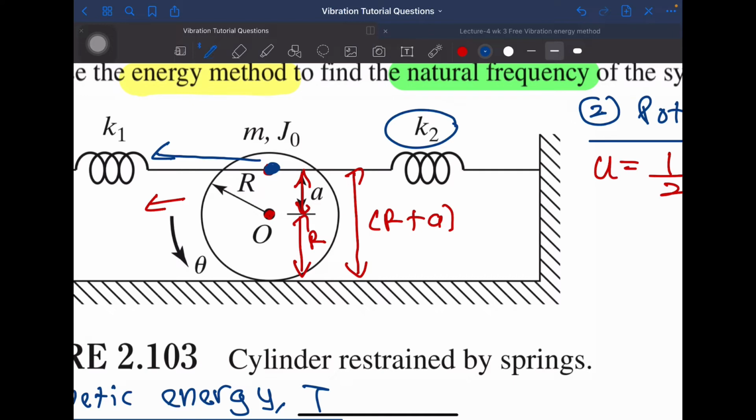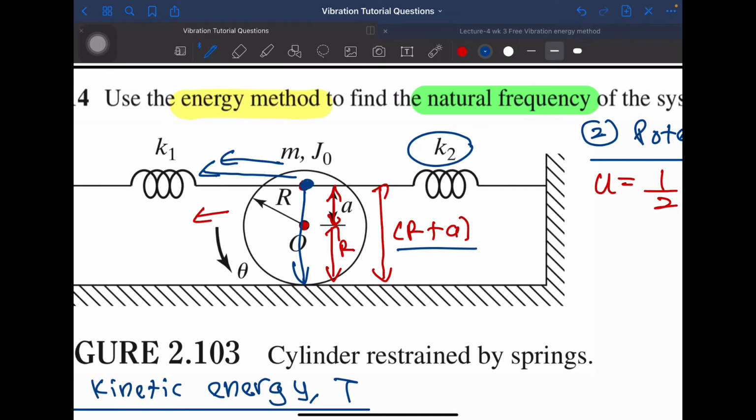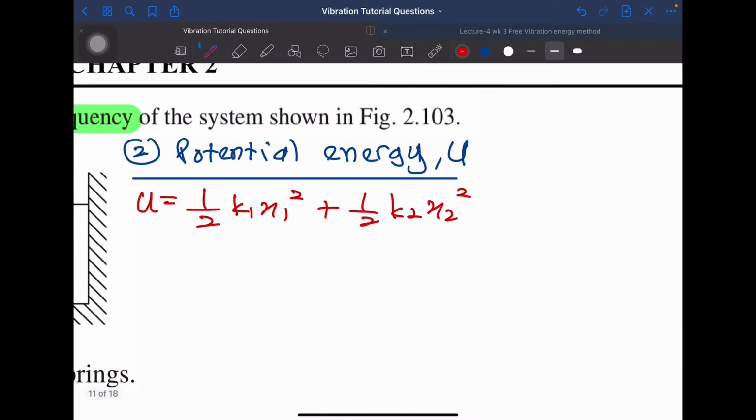As the block moves to the left, the K2 also will expand to the left. From the point to the end of the block is the distance of the displacement, which is R plus A. Since K1 and K2 are situated at the same point of the circle of the cylinder, K1 and K2 will experience the same displacement.